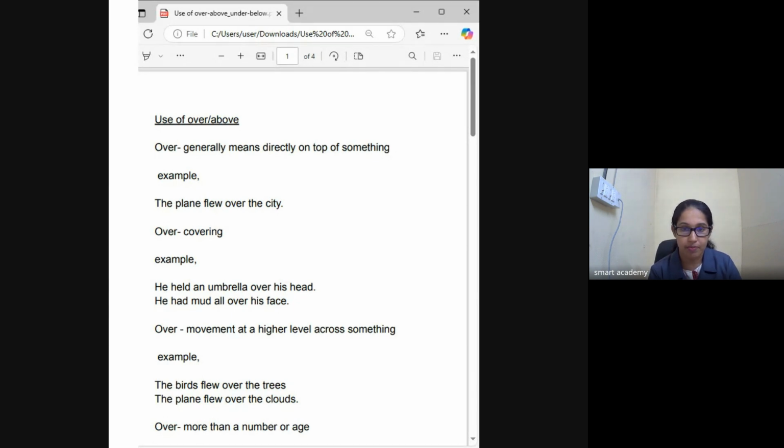Over the city. We can say it when directly on top, and also when there is a movement. The birds flew over the trees. It's a movement. So what can we say? We can use over.